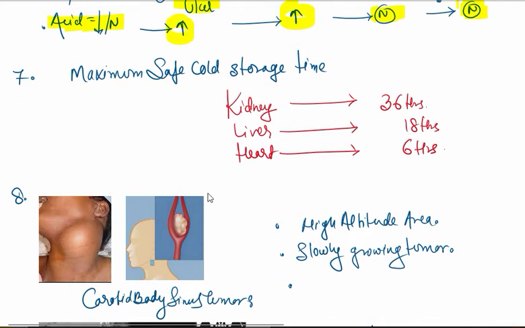Next point, maximum safe cold storage time for various organs. For kidney 36 hours, for liver 18 hours, for heart it is 6 hours.